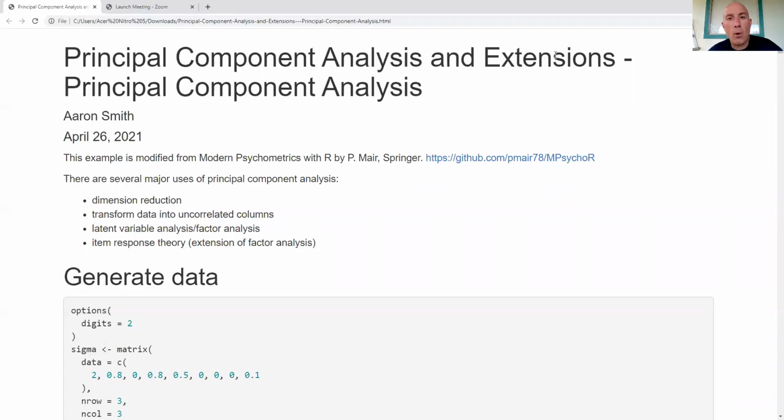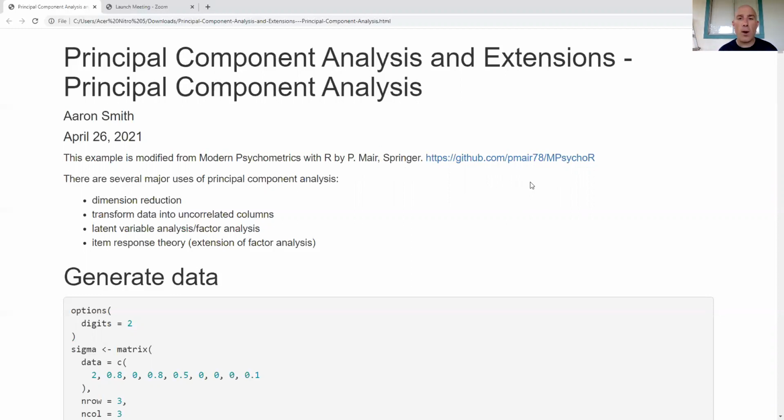And both of them are right, both of them are good, but both of them are very different for our utility depending on the project that we're on. Now, we're going to run through some examples from Modern Psychometrics with R by Mair, and here's the GitHub page to get the code that I modified for this example.